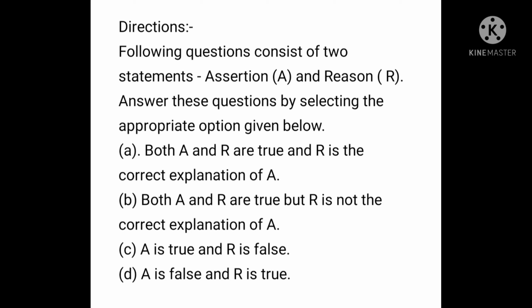Option B, both A and R are true, but R is not the correct explanation of A. That means both the assertion statement and the reason statement are true, but the reason statement is not the correct explanation of the assertion statement. Option C, A is true and R is false. Option D, A is false and R is true. So answer the questions by selecting the appropriate options from these. Now let's go through the questions.